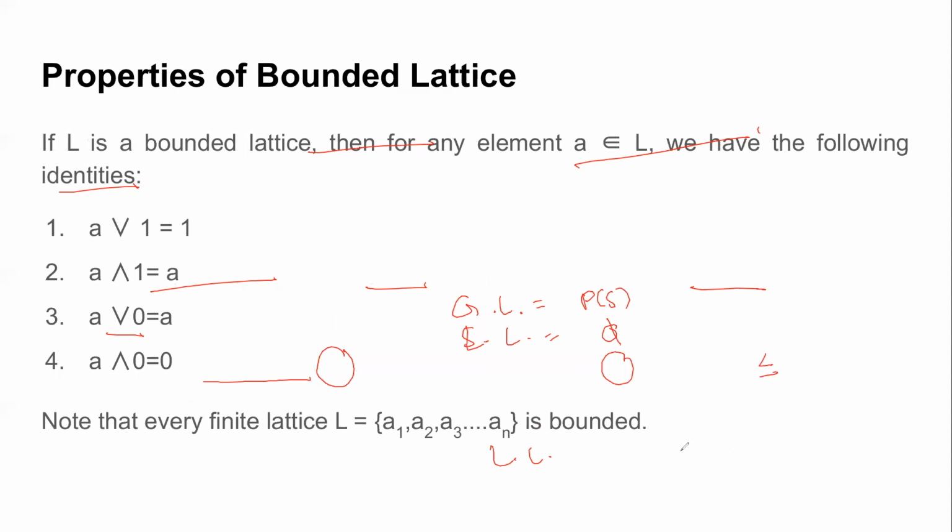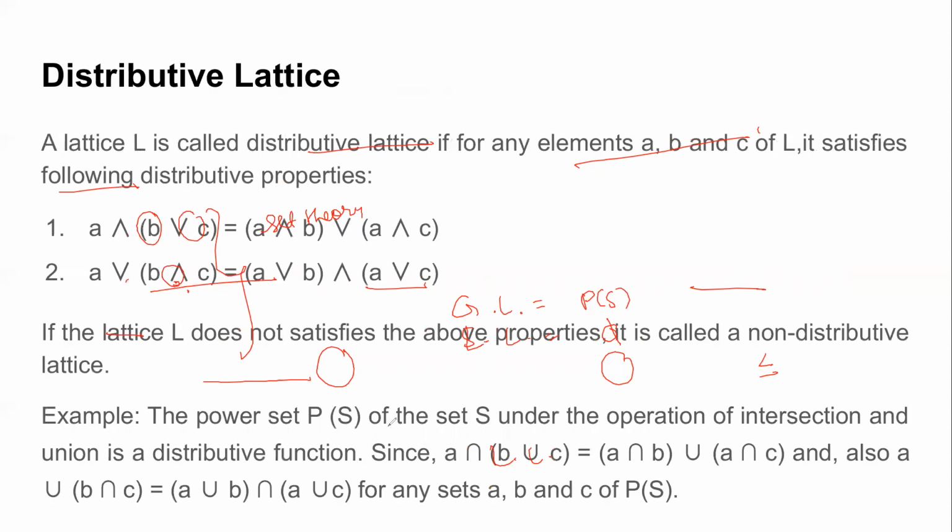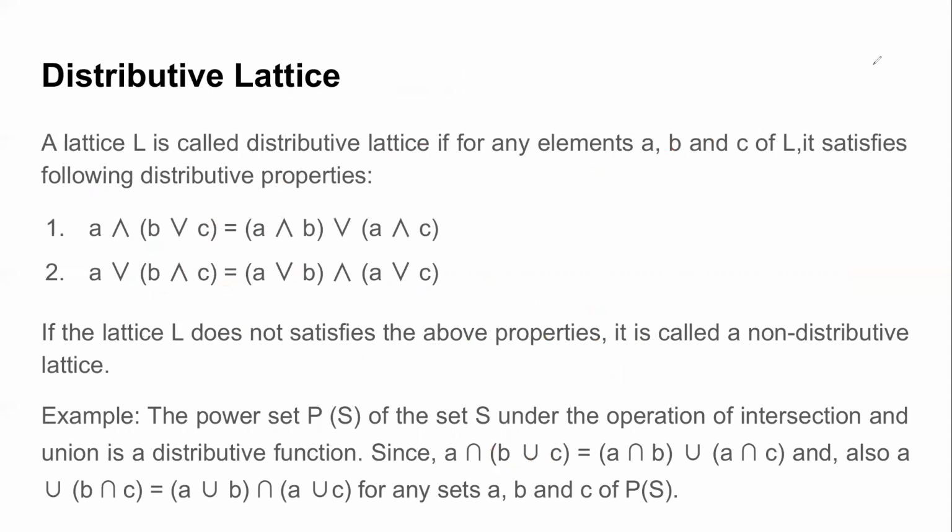Okay, so these properties we all know. If I take a union with the greatest element, it will give me the element back. If I take the intersection with the greatest element, it will give me the set back. These are all the laws we have studied in set theory, so they apply here as well. The last two things left here are the distributive lattice and the complement lattice. Now what is a distributive lattice?